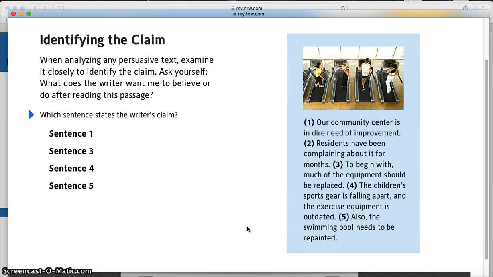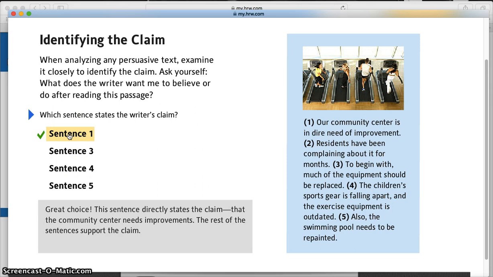So if you're looking through these numbered sentences, it's very easy to see what are some reasons and then what is the overall claim. If you remember, the claim is often stated in the beginning of an argument. So looking at those first two sentences, two is not even a choice. So the correct answer is the very first sentence that gives the claim, and then sentences 3, 4, and 5 are giving reasons of the improvement that's needed.